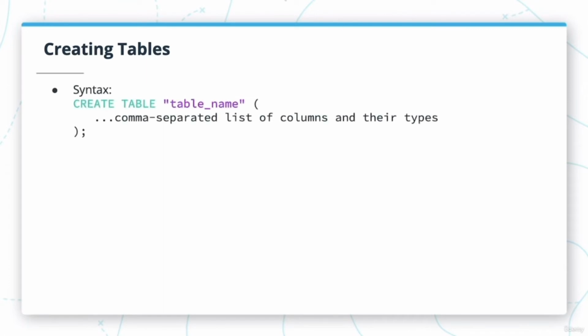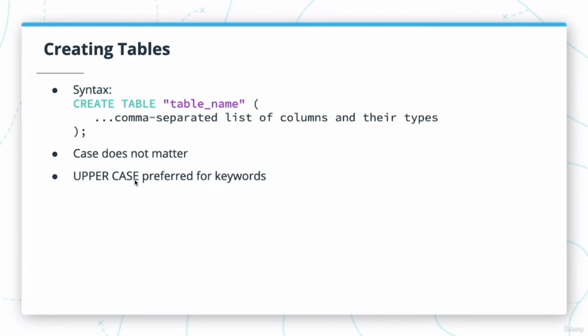The syntax for creating a table is writing the keywords create table, followed by a table name, followed by a parenthesis, followed by a comma-separated list of columns and their types, followed by a closing parenthesis and a semicolon. A few things that are important to note here is that case does not matter. You can write create table in lowercase, in uppercase, in whatever case you like, but SQL programmers generally prefer to write the keywords of the language using uppercase.